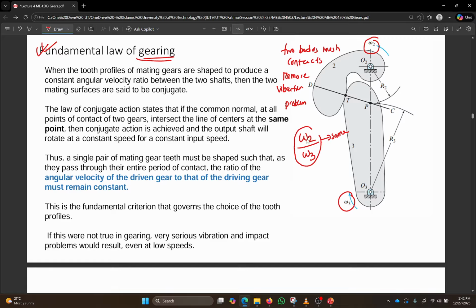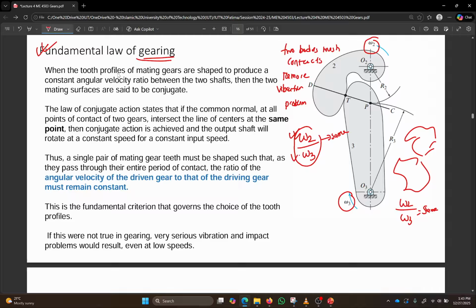And for you to do that, you must design the surfaces of the input and output in such a way, because not all shapes will give you this. If you design any random arbitrary shape, it is not going to give you omega 2 by omega 3, input by output, equal to the same value for every single position. So in order to do that, you must design the surface in a special way. And that special surface is called a conjugate surface.